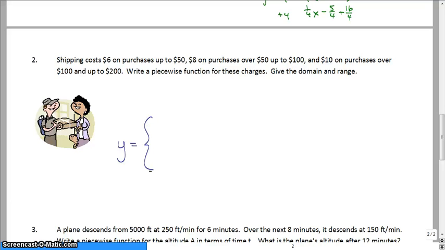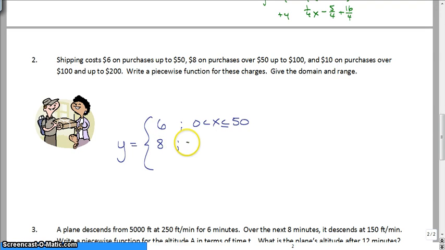Now these are just horizontal lines because it's just based on the shipping costs, okay? So our shipping costs are going to be $6 when x is from 0 to $50. Notice we include the 50, not the 0, because they're not going to charge you for buying nothing. That'd be crazy. You'd be getting bills all the time for, hey, you bought nothing from us, here's your $6 shipping. I don't think so.